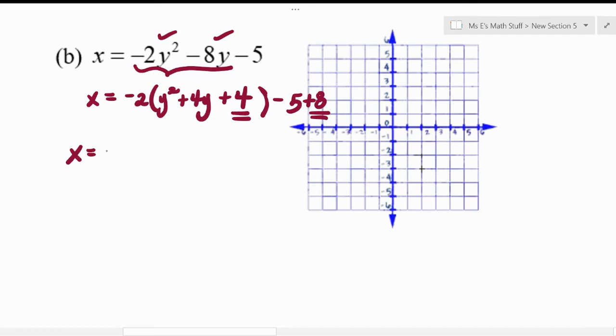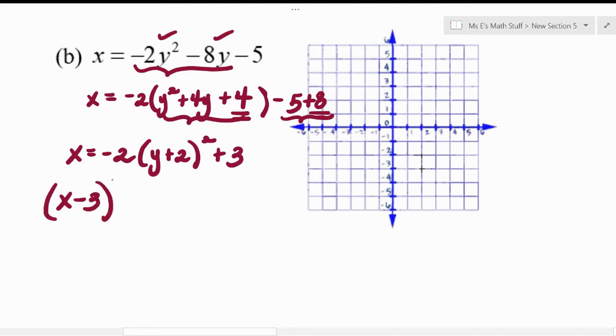All right, next, factor the trinomial as a perfect square binomial. And then combine like terms on the outside. Negative 5 plus 8 is 3. There we go. And then I'm just going to subtract the 3 over. So I'd have x minus 3, technically to the first power, and then equals negative 2 times y plus 2 squared.